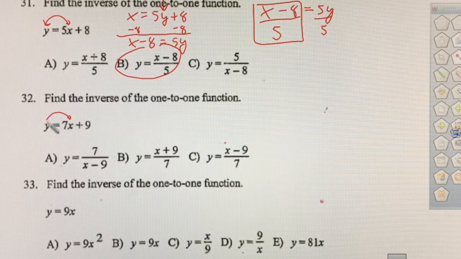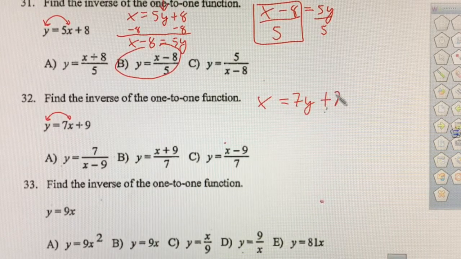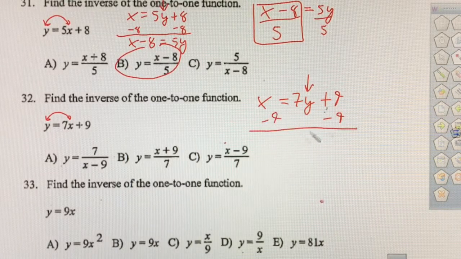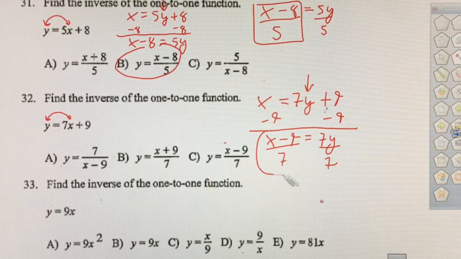Again, I flip-flop the x and y. And that's going to give me x equals 7y plus 9. And then I solve for the y value. Just try to isolate the variable y. So I subtract 9 from both sides. Let's see, that gives me x minus 9 equals 7y. And then I divide both sides by 7. And that leaves me with my answer.